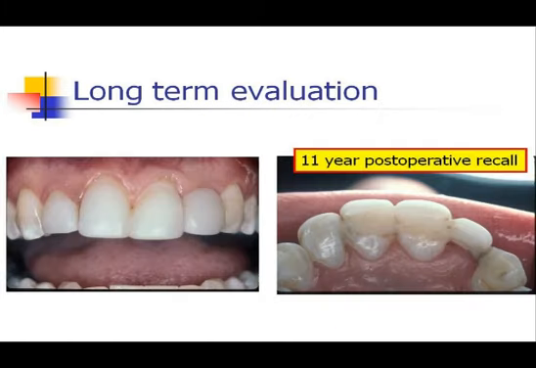Here we're looking at the case of an 11-year postoperative recall. The patient has the composites removed, will have the pontic removed, will get a final implant crown, and also porcelain veneers. The patient went back to their referring dentist to have these procedures done.